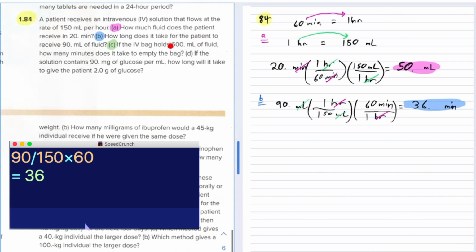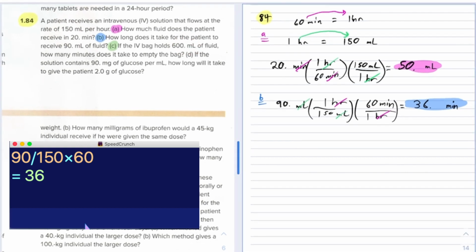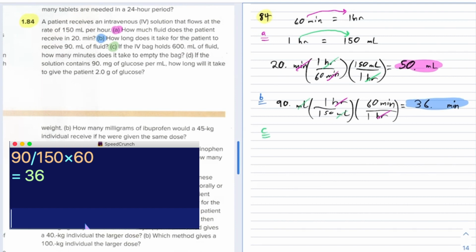Let's just show that in a calculation. So for C, when you're talking about 600 milliliters, and you want to figure out how much time that takes. Okay, well, you get 150 milliliters dripped in 1 hour.